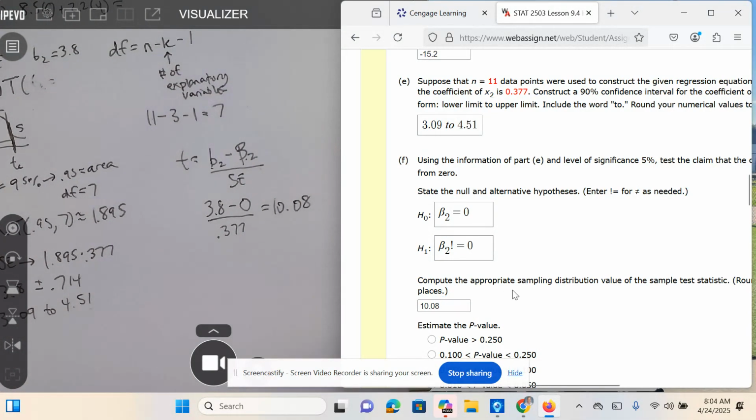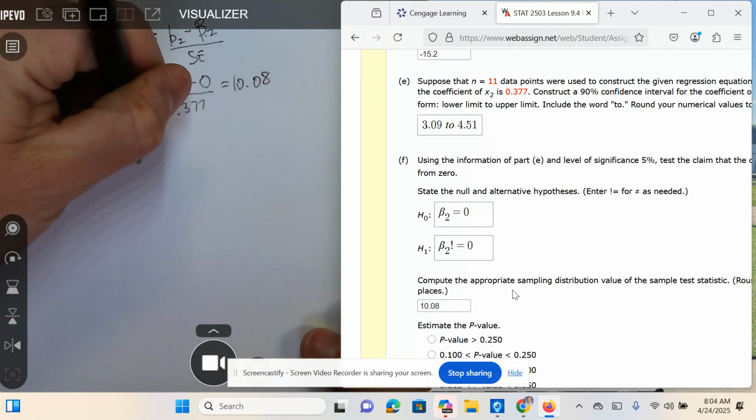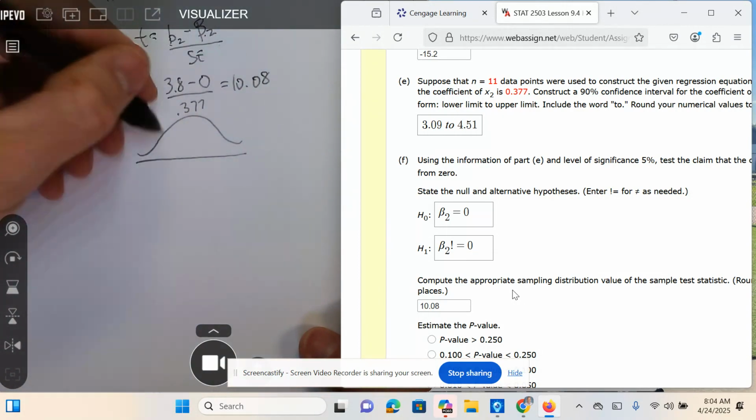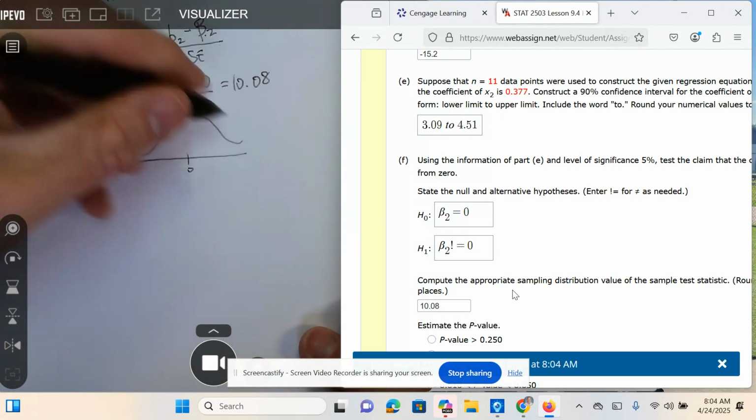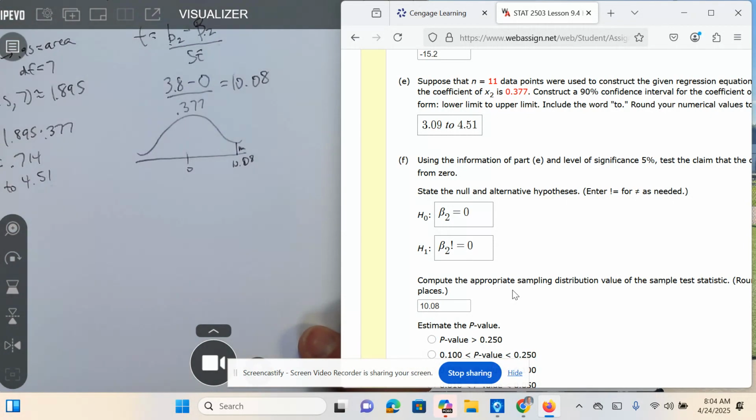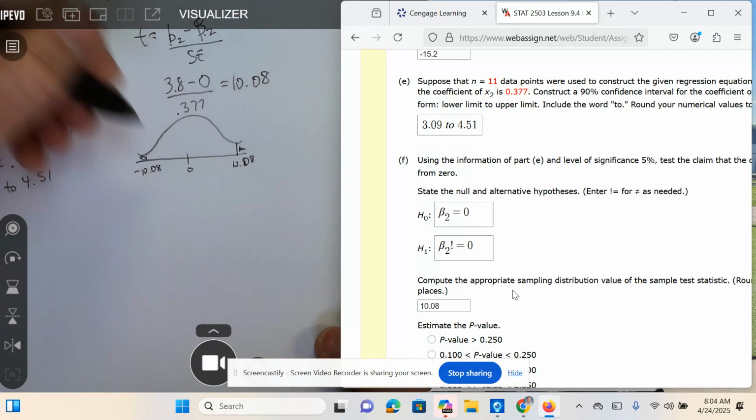Now, what's my p-value going to be? So what I do next is I'm going to draw this out. I'm going to use TCDF. So 0's in the middle. Now, I'm going to put 10.08 here, and it's way up there. Now, it's a two-tailed test, so I'm also going to have a negative 10.08.